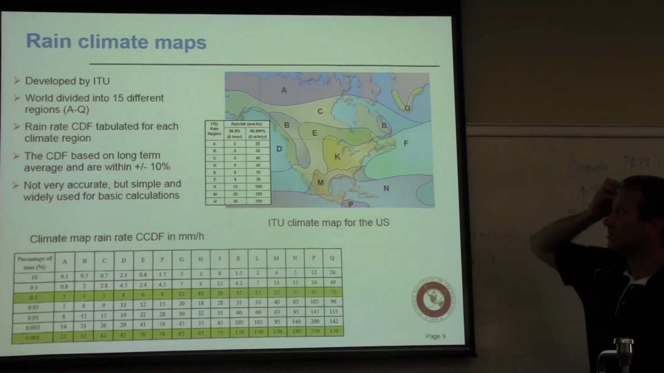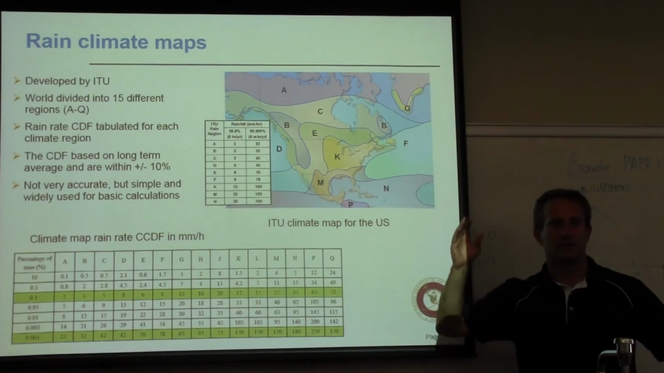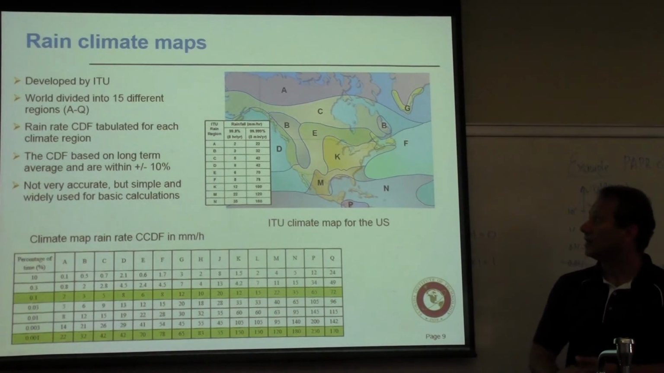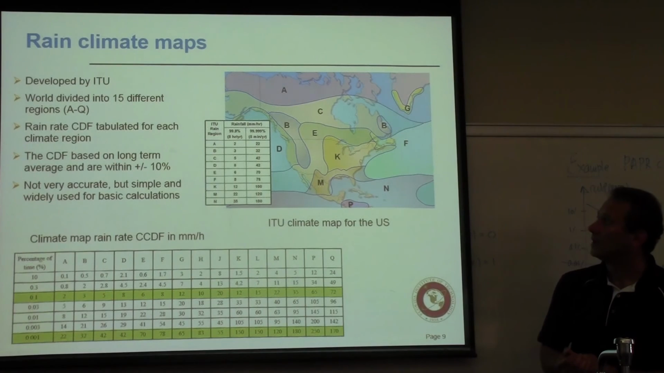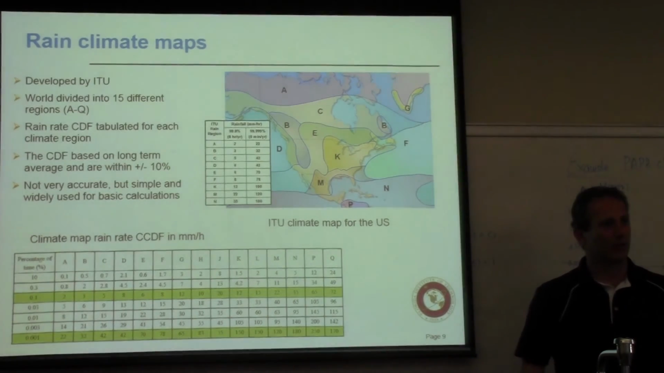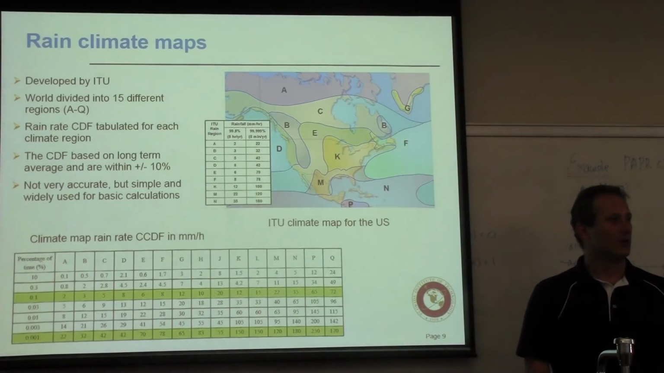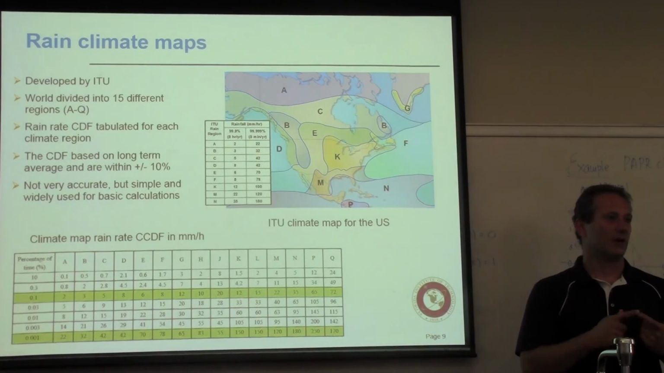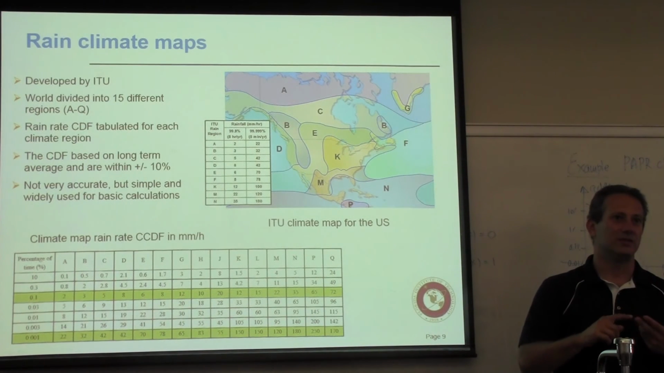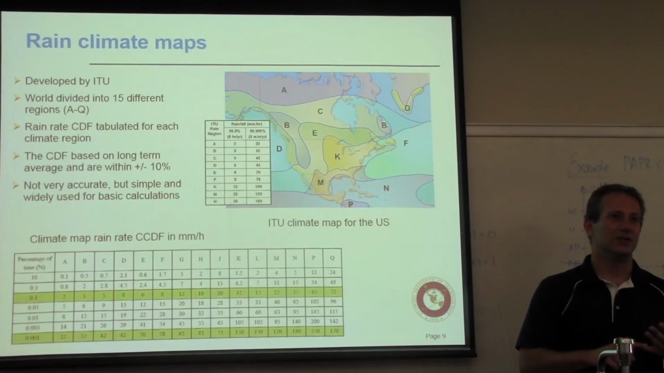The world is divided into 15 different climate regions based on the rain rate they experience. They're listed as A through Q. Now, if you look at A through Q, if you count all the letters, there's more than 15. Well, the letter O and letter I are not used. So you have climate regions A, B, C, D, E, F, G, J, K, L, M, N, P, Q, right?